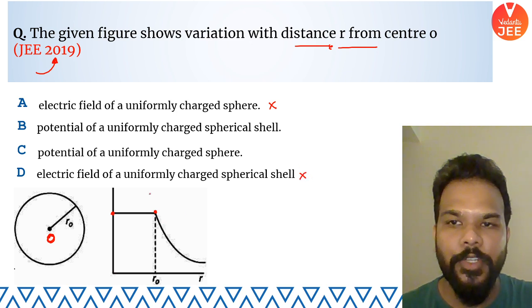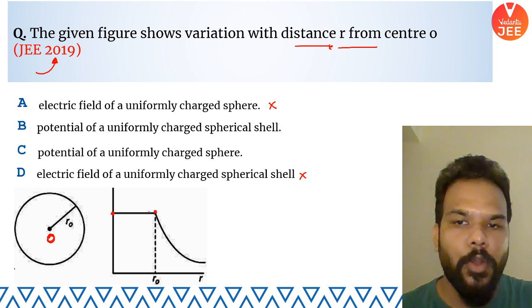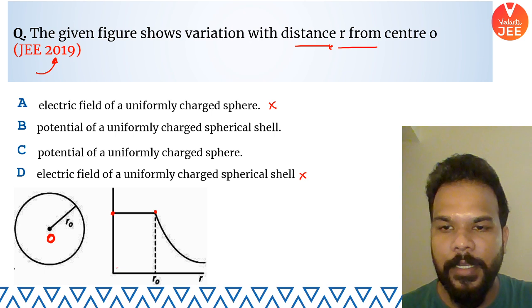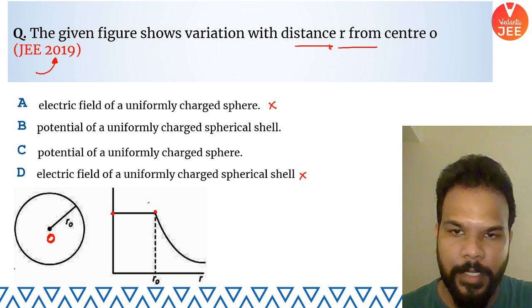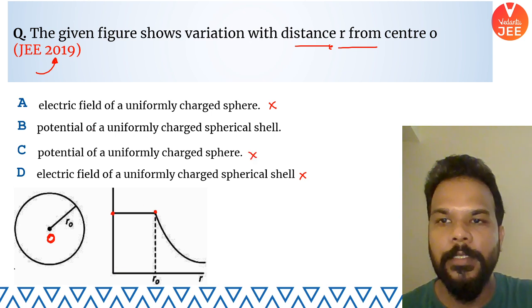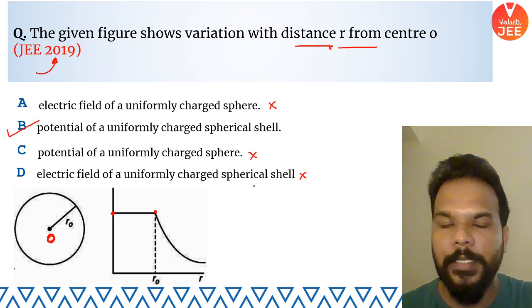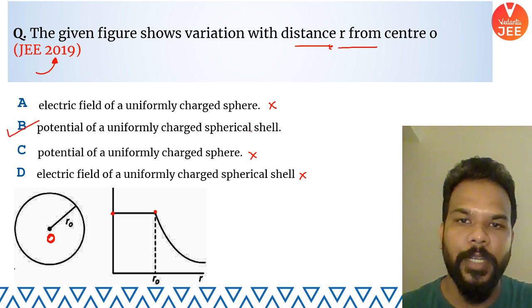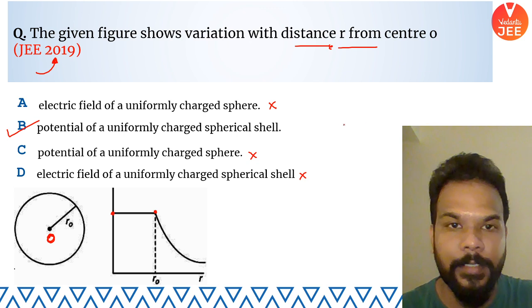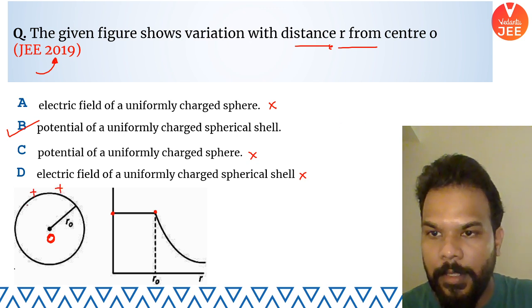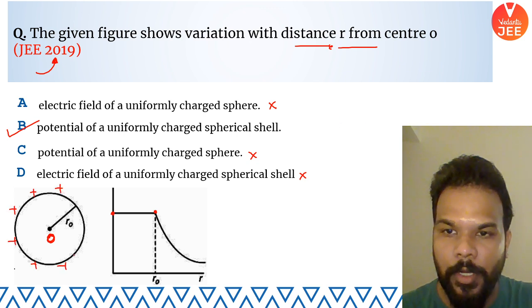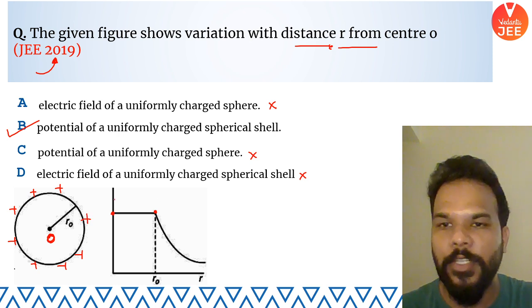If we look at potential, the potential of a uniformly charged solid sphere is not constant inside; rather it is continuously changing like this. So this is also not the correct answer, but it looks like the answer is option B, where it is the potential of a uniformly charged spherical shell. So the spherical shell whose radius is r naught has some positive or any charge q.